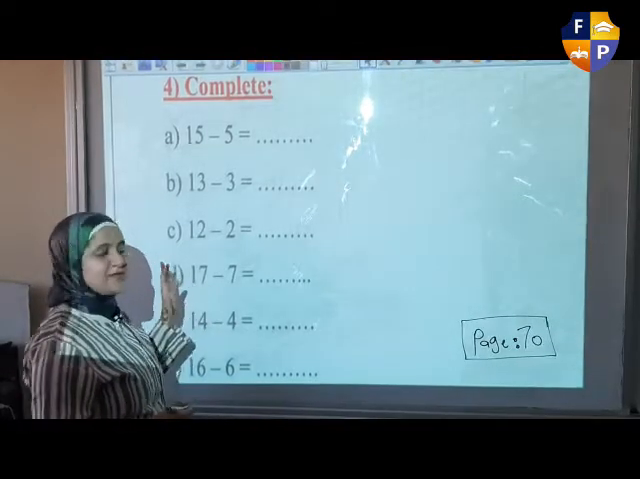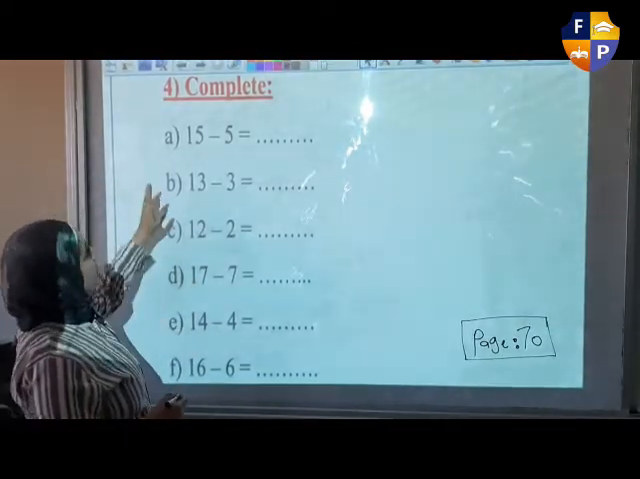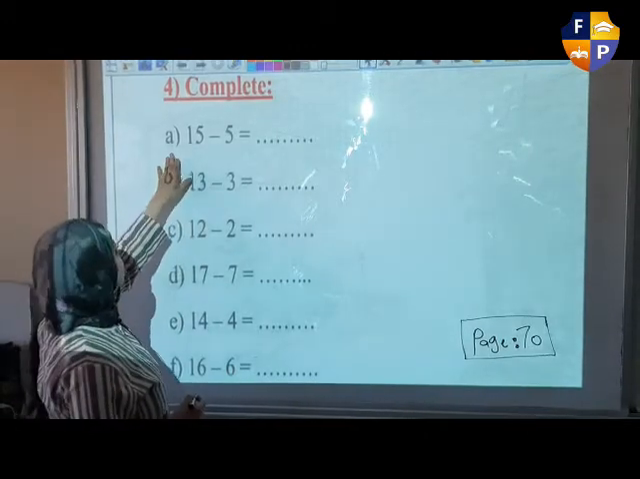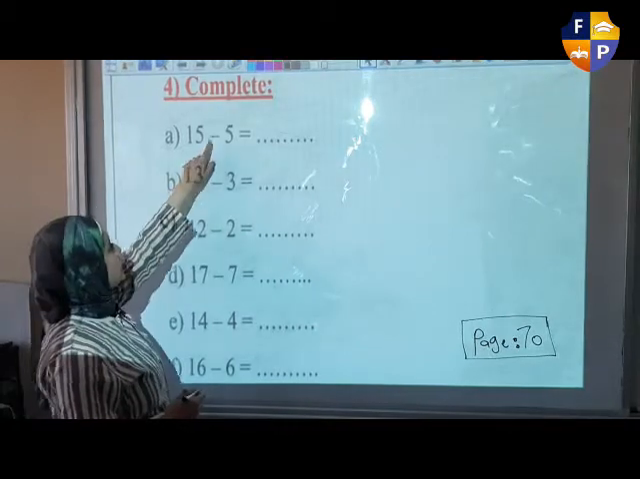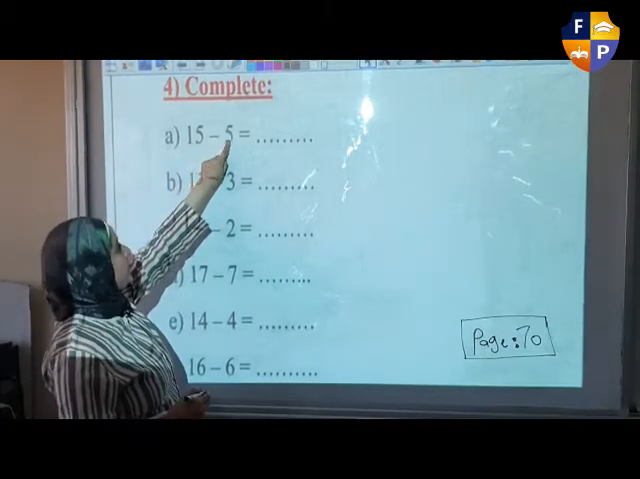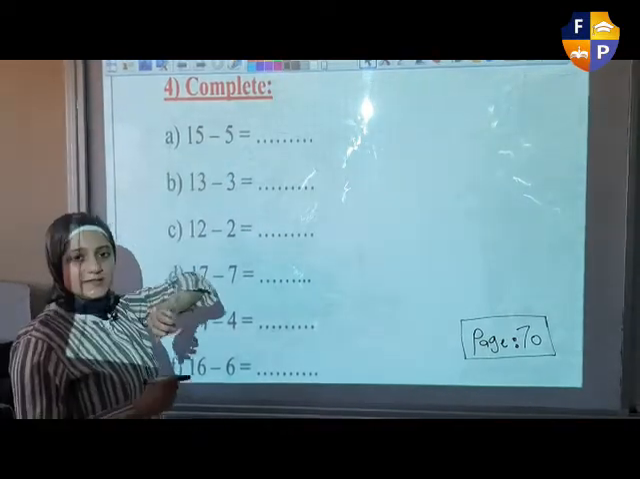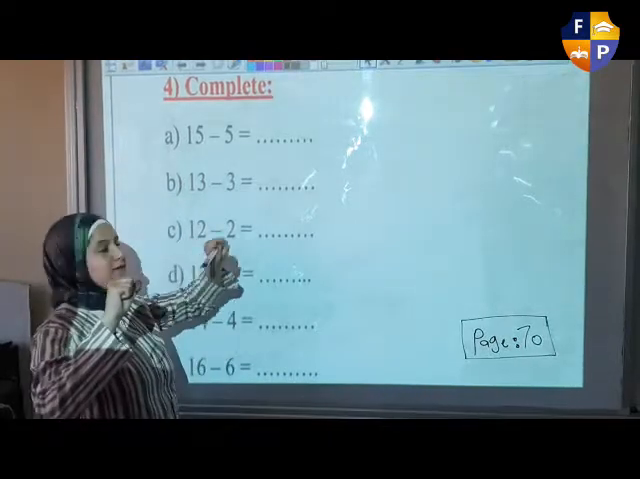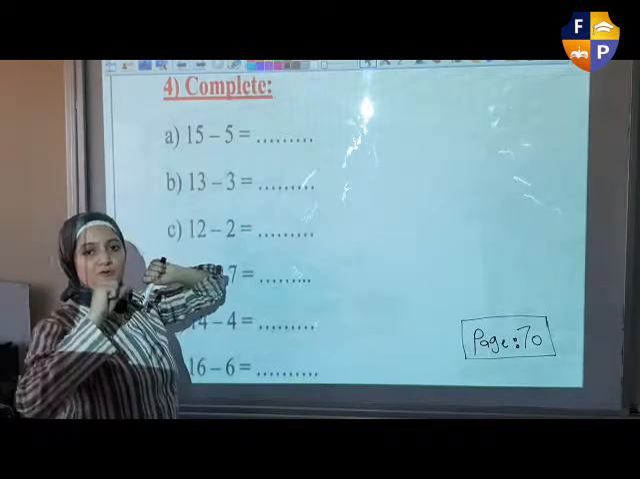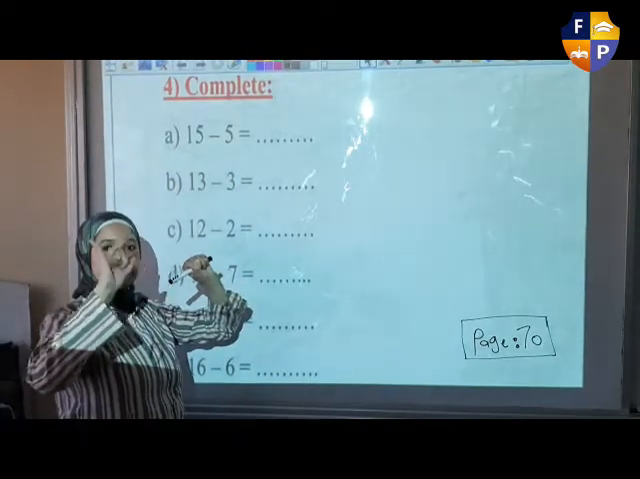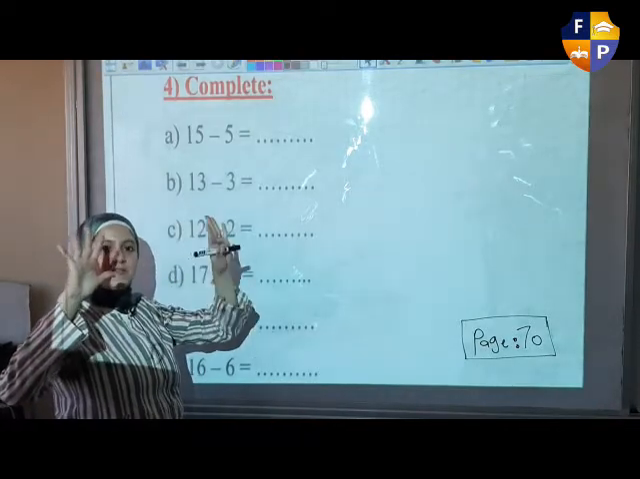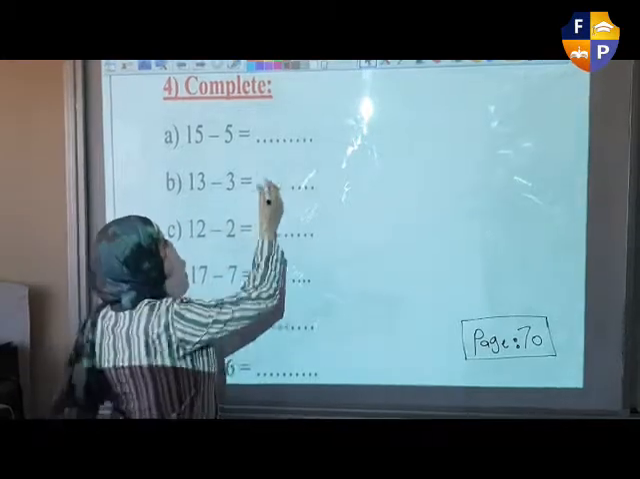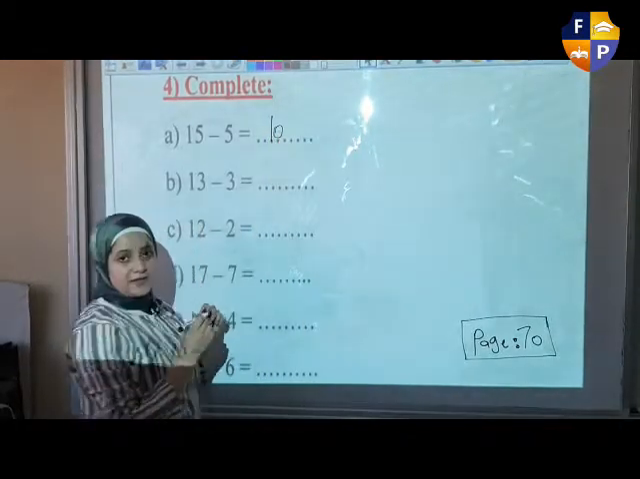If you see page 70 in your booklet, you will find the first exercise. 15 minus 5 equals what? Before we said that once I see the minus sign, I count after the baby number to reach the mommy number. Close your hand and count after 5 to reach 15. After 5, 6, 7, 8, 9, 10, 11, 12, 13, 14, 15. So the answer here is 10.